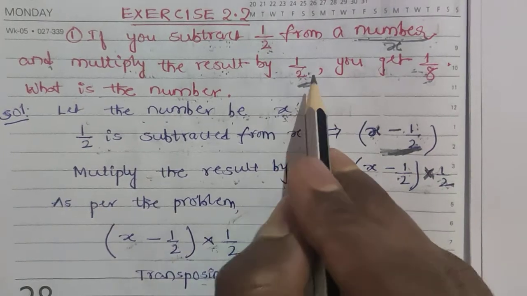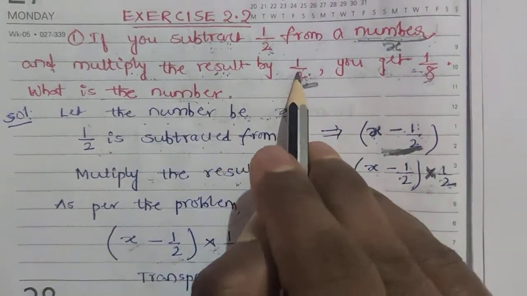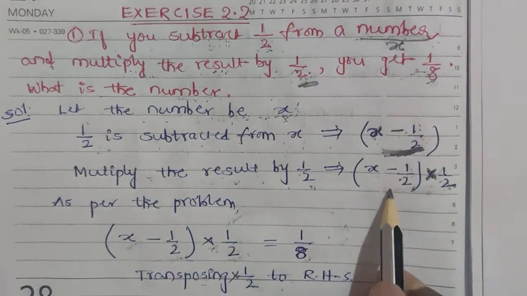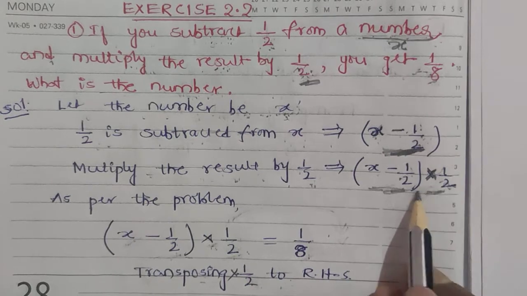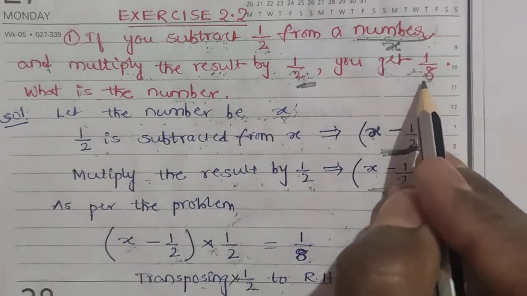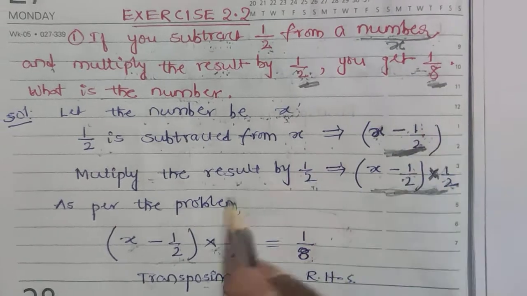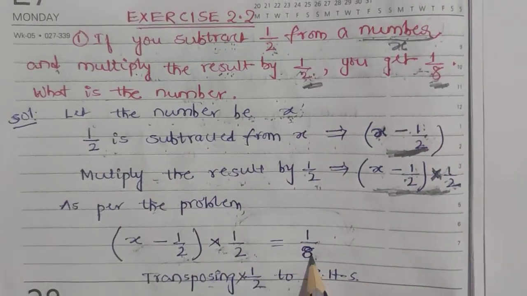Up to here it was done. Then whenever you multiply that result by 1/2, you will get 1/8. So this is multiplied with 1/2, and this is the final result, which is 1/8. So as per the problem, (x minus 1/2) into 1/2 equals 1/8.